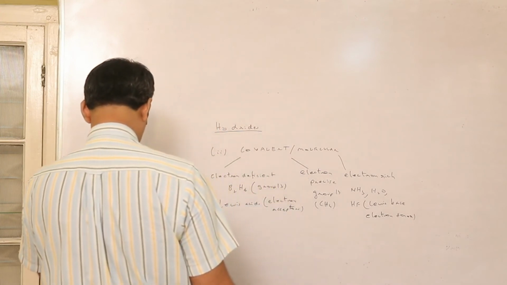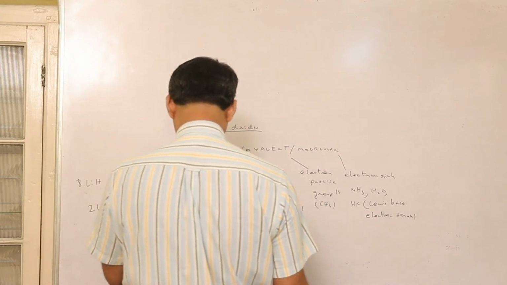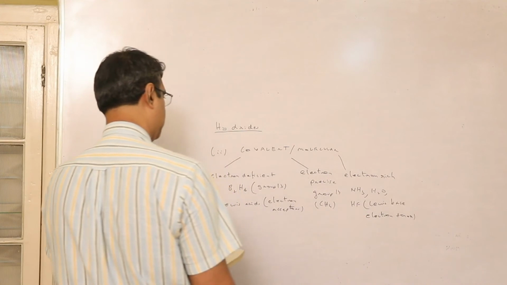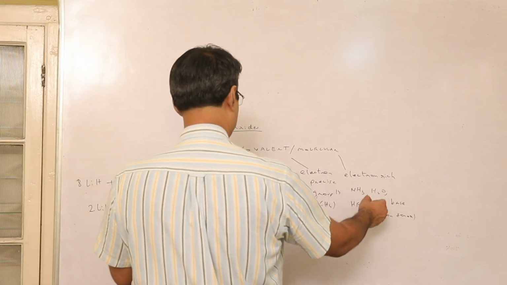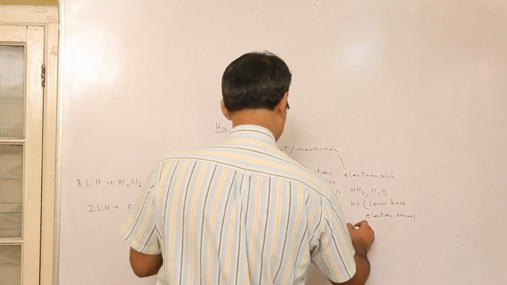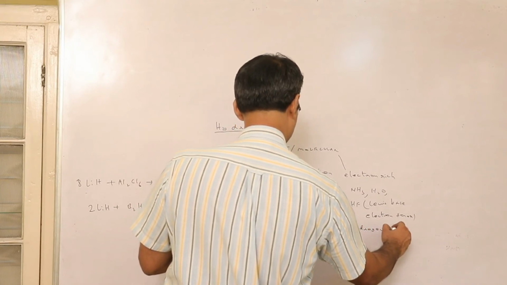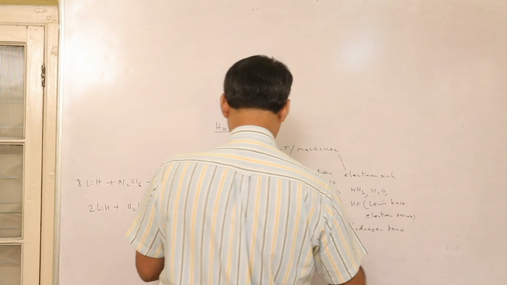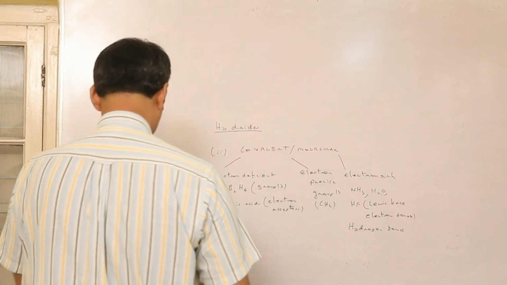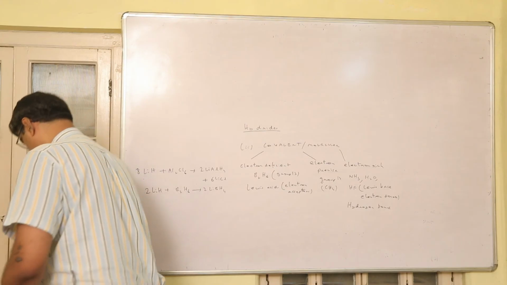That means they are very good electron donors. And one more thing is that due to the fact that they have lone pairs, they facilitate hydrogen bonding. So they facilitate hydrogen bonding due to the presence of lone pairs.